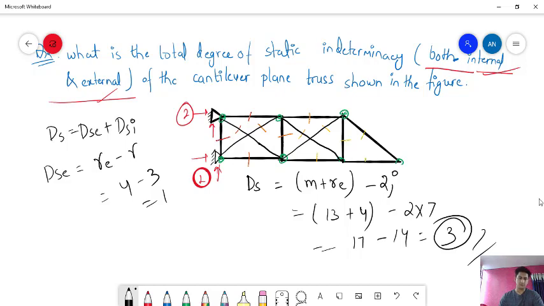So this is how you will go with the numerical part, and in the next lecture we will go into a more detailed part of this. We will be doing more numerical part.